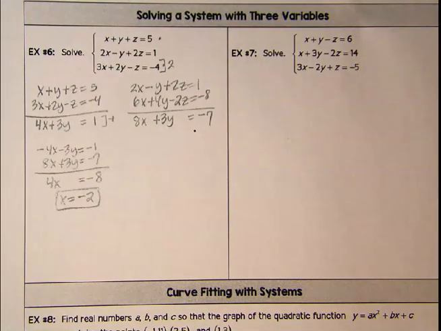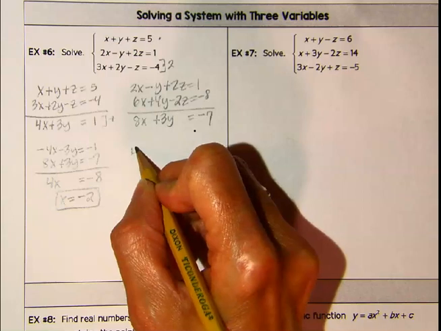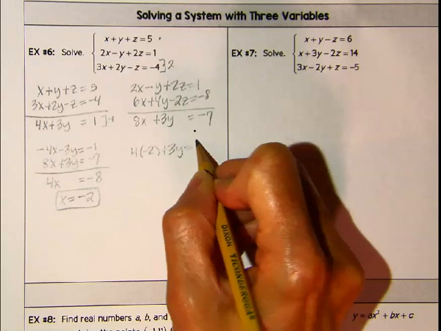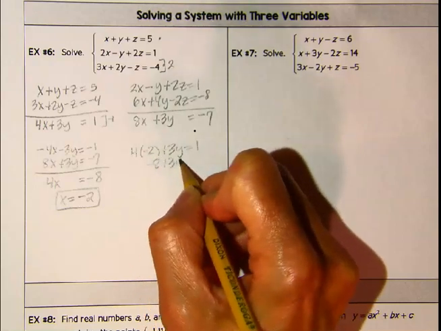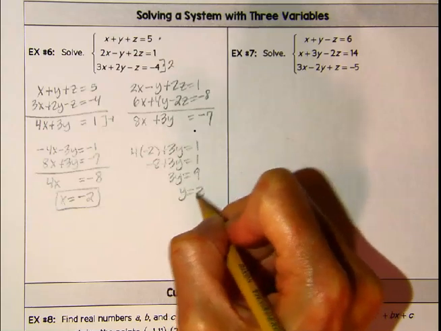So once you have that first value, you can go back to either of the ones that have, well, without the z's. I'm going to choose the one that has the 4x because it's smaller numbers, but it really doesn't matter. Either way, you get the same thing. And I got y is 3.